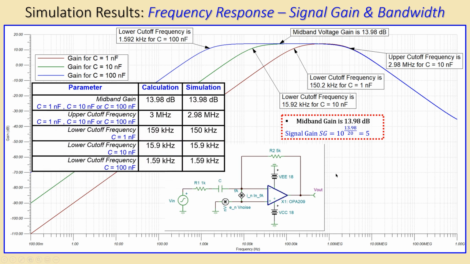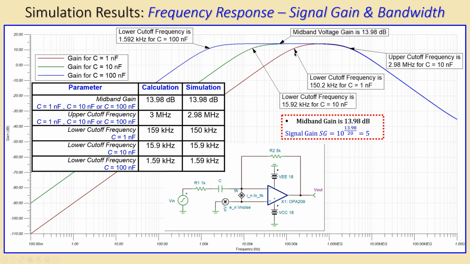Now these are the parameters, and the summary is actually the following. The mid-band gain for each capacitor will be approximately 14, and that will be also in a simulation 14, so that is a confirmation. Now the upper cutoff frequency, which was in our case 3 megahertz, that was our signal bandwidth, but it's also the same for each capacitor. In this case it is 2.98 megahertz, which is very close to 3 megahertz, so that is actually a very nice result. The lower cutoff frequency for 1 nanofarad is 159 kilohertz. That's for 1 nanofarad, and I can see it is here 150 kilohertz approximately.